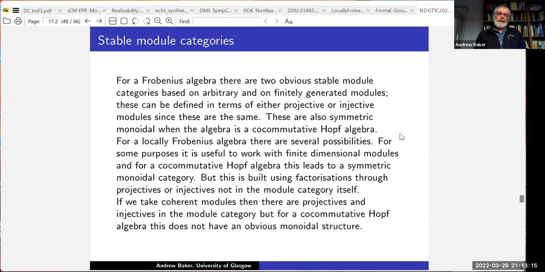Another thing you might do is take coherent modules. And from many points of view that seems like a good thing to work with, because that category does have projective and sort of relative injective objects. So you could define the stable module category for that. But then you run into a problem if you want a monoidal structure, because if you try tensoring coherent modules together, you don't get coherent modules. Now, tensoring means tensoring over the ground field and then taking the sort of diagonal module structure. Remember, we're working with a Hopf algebra. So that category based on coherent modules does not have an obvious monoidal structure. As far as I know, there's no obvious way to patch that. Maybe there is.